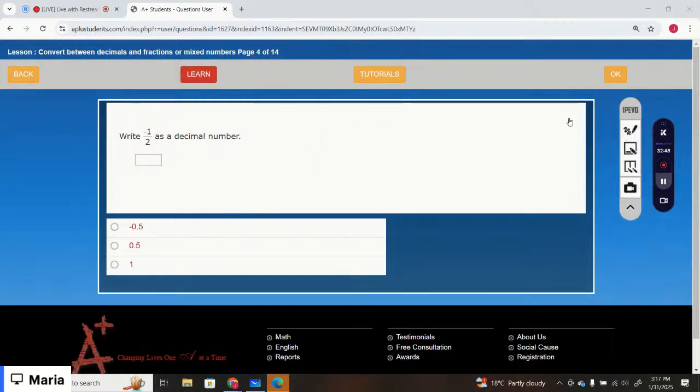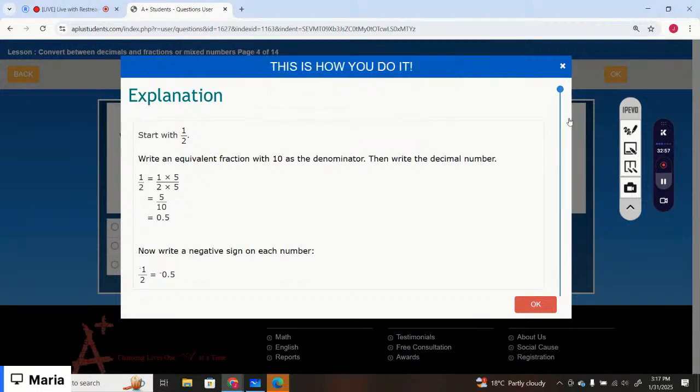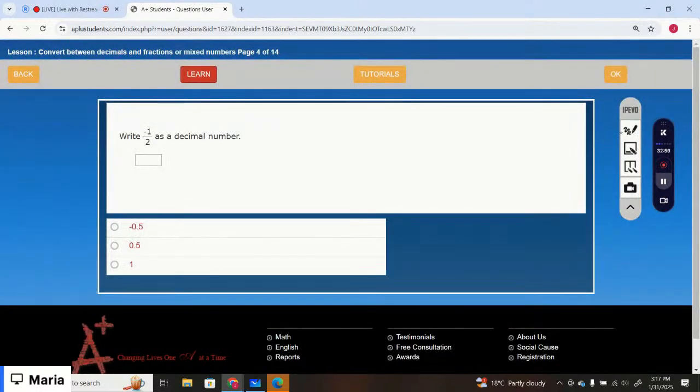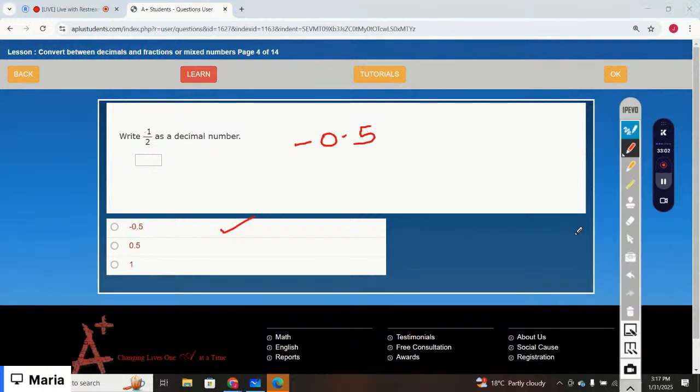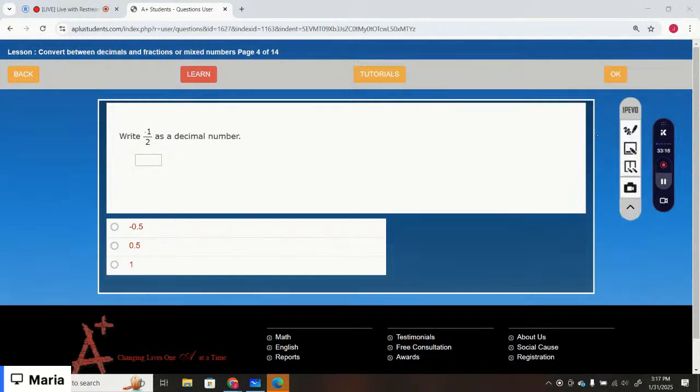Or either you have to make the denominator equal to 10. So that is negative 1 times 5 divided by 2 times 5. So that is negative 5 over 10. Now you have 10, you can write it as 0.5, negative 0.5. Option number one is the correct option. That is negative 0.5.